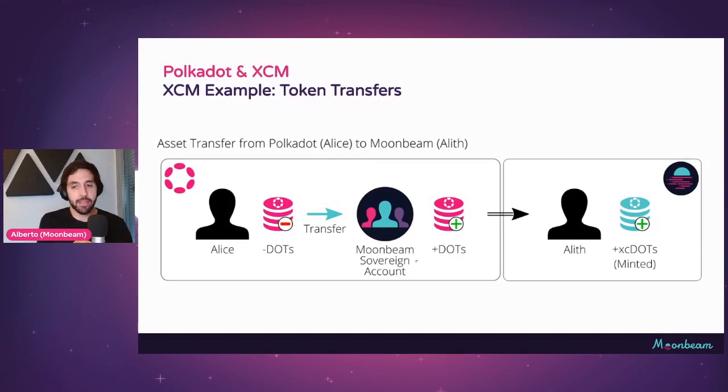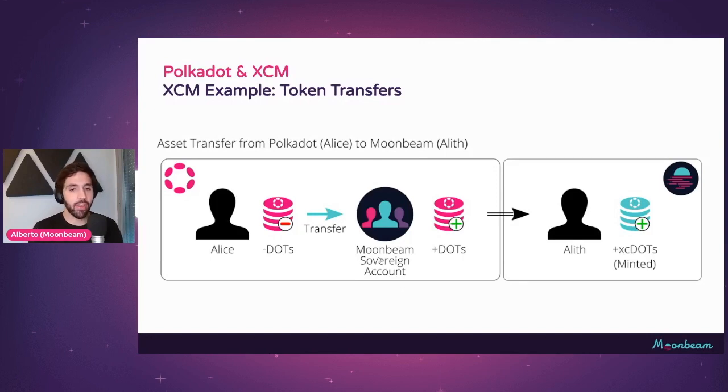One is going to be some XCM instructions that are going to be executed on Polkadot, and the other is going to be some XCM instructions that are going to be executed on Moonbeam. And so what's going to happen at the end of these executions of XCM instructions is that Alice is going to, through the execution of the XCM, transfer some DOTs to something called a sovereign account, okay? And I'll explain what a sovereign account is on the next slide.